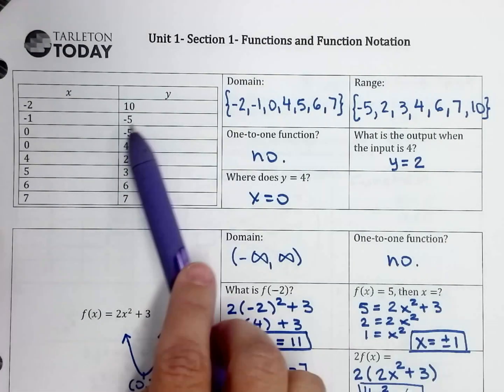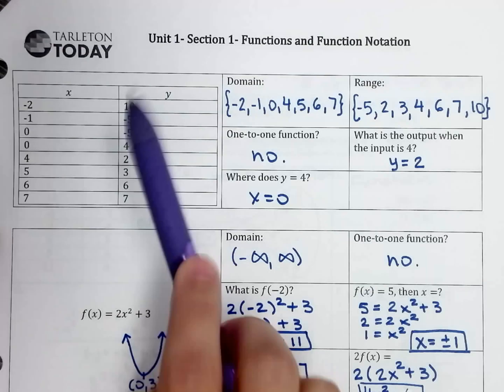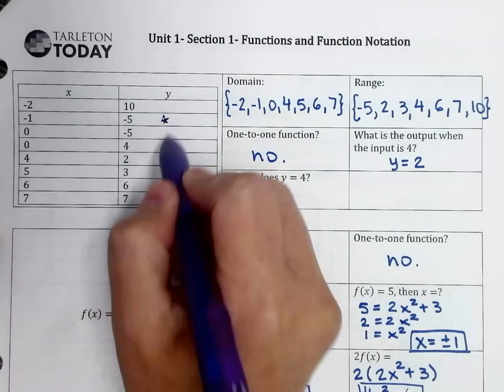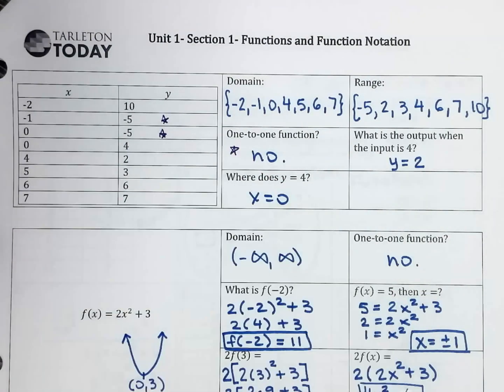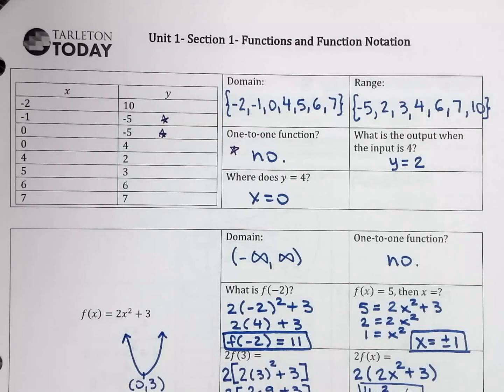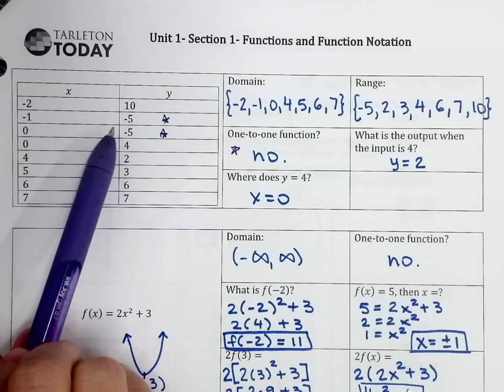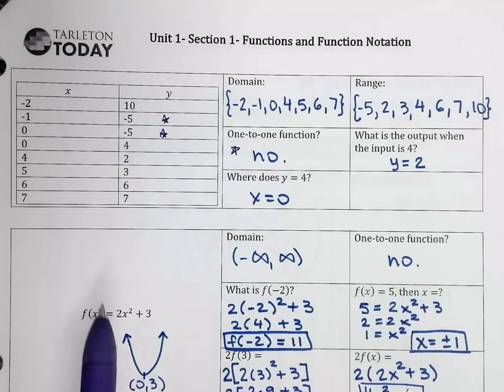One-to-one function, no, because y repeats right there at -5. If you want to star that to know that that's where it comes from, that's why this is not a one-to-one function. It is because y repeats right there at -5.